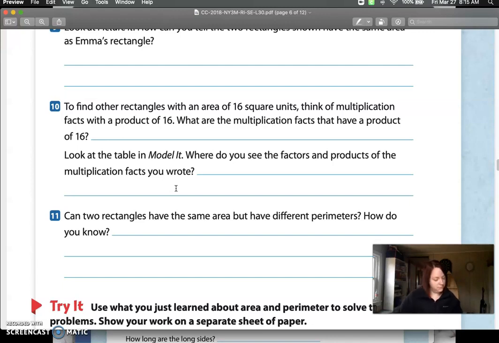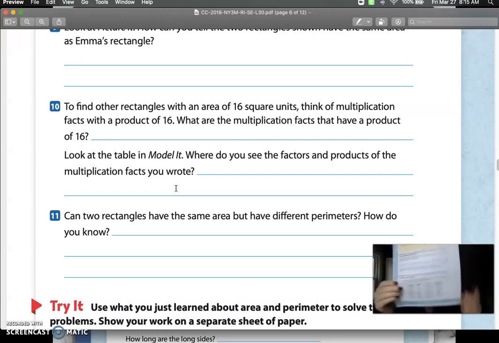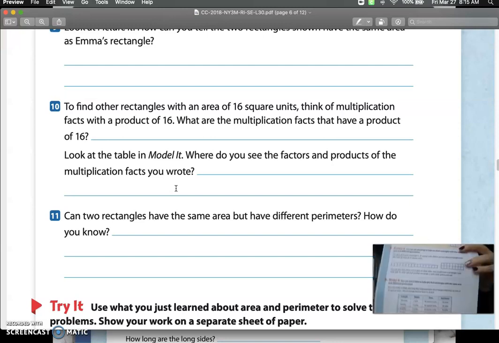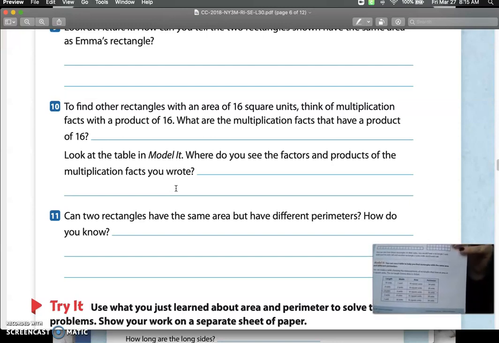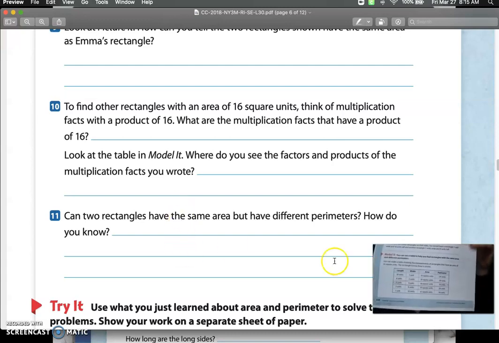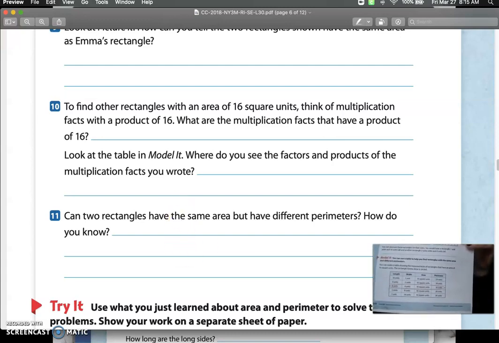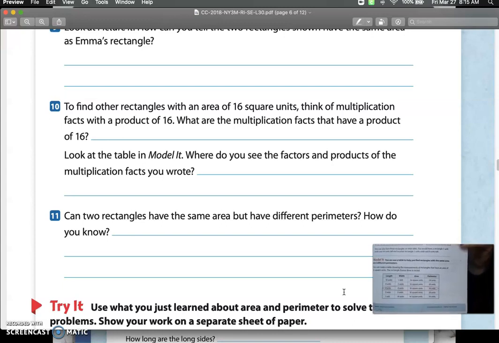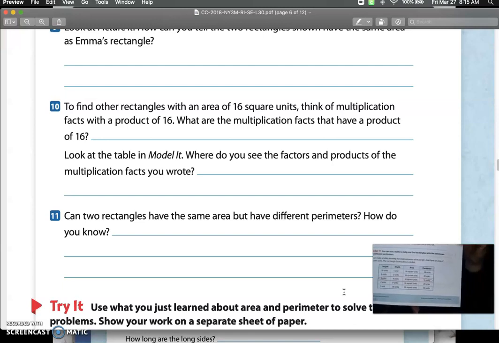Okay, let's look at the table. So we said, if you look at the table really close, it is the top one. We said the top one, we said this one, we said the one circled. Yeah, we got them all. So the length times the width gives you the area of 16.